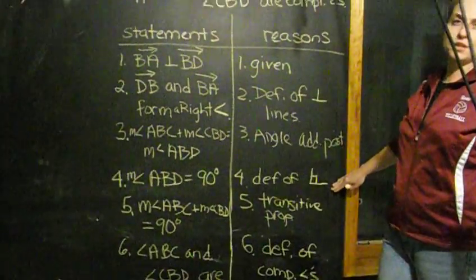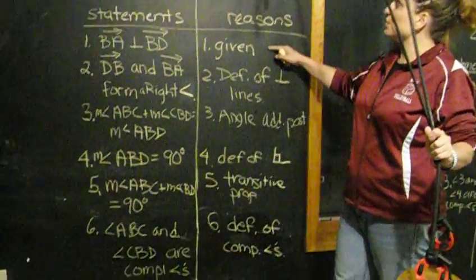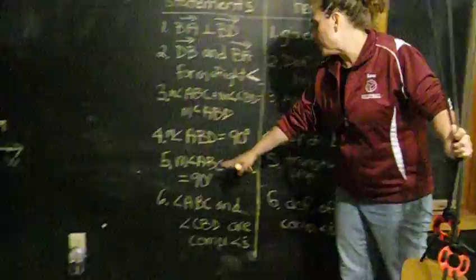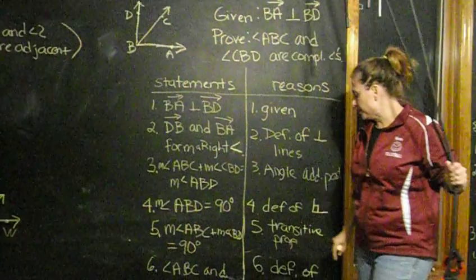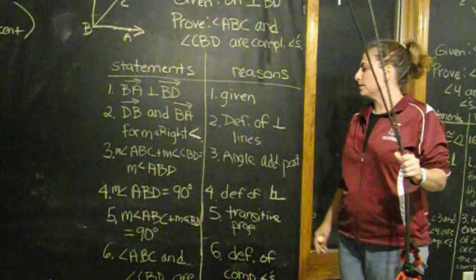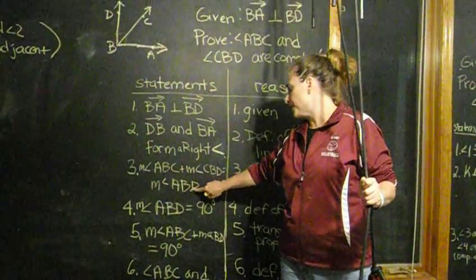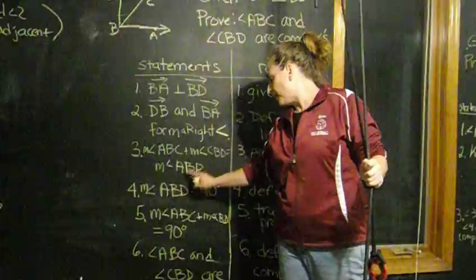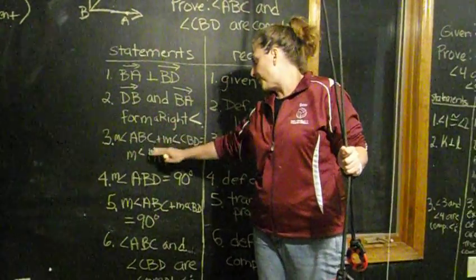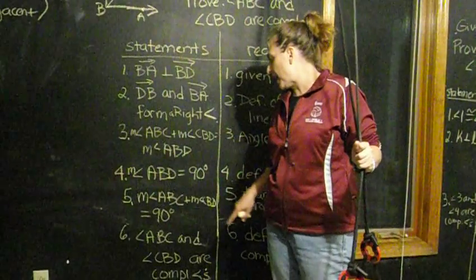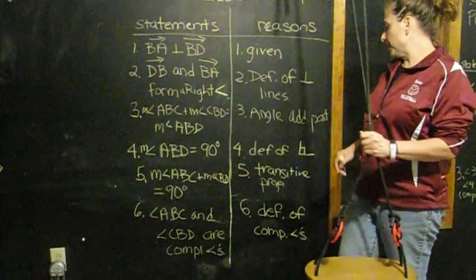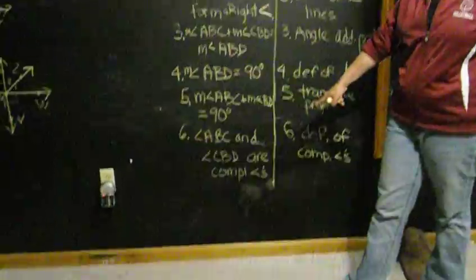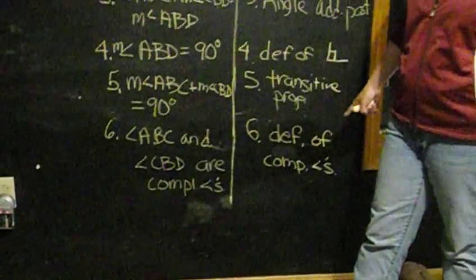Because that's the definition of perpendicular lines, which is what I was given up here. So the measure of angle ABC plus CBD, this one plus this one, equals 90 degrees. And I said the transitive property here because if ABC plus CBD equals this, and then this equals 90 degrees, if I got rid of the middle section, I could just say this equals that. Remember, the transitive property is: A equals B, B equals C, then A equals C. And my last step, angle ABC and angle CBD are complementary angles. That's the definition of complementary angles.